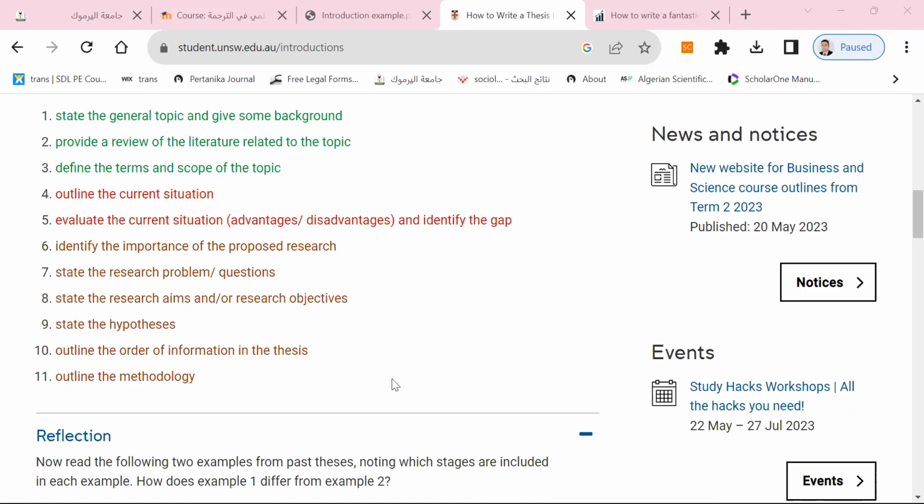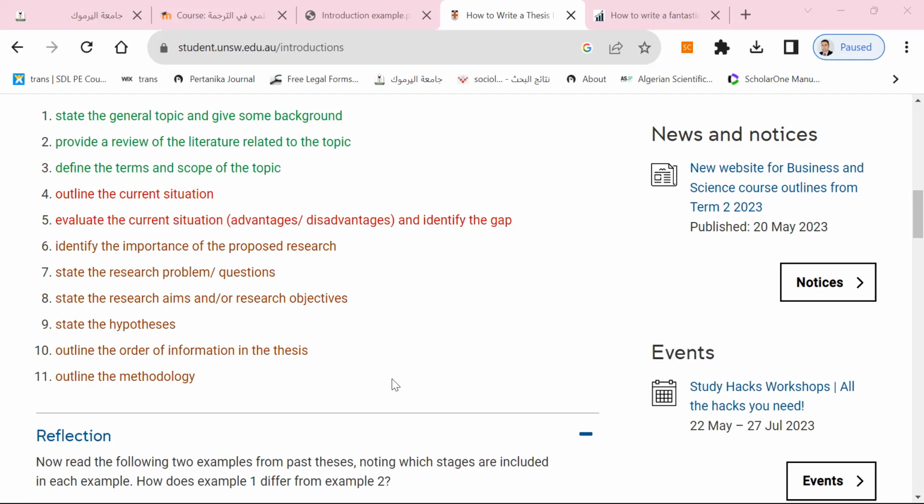Now, the stages in writing a thesis. First of all, if you remember, we said that we should start talking about the topic generally. We may introduce our topic by two to three general sentences talking about the aim of the study, the importance of the study. We use this information as a kind of background information. Now, we should provide a literature review related to the topic.